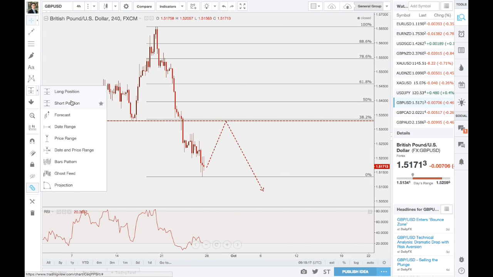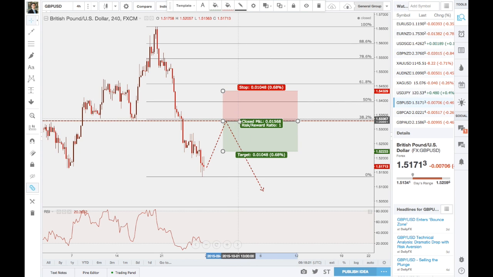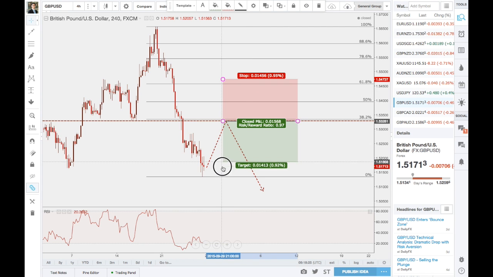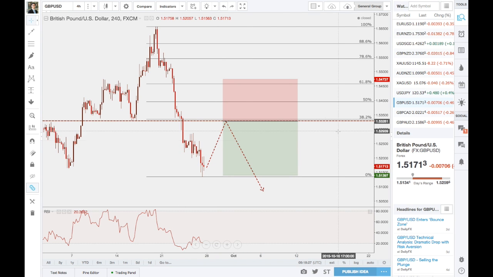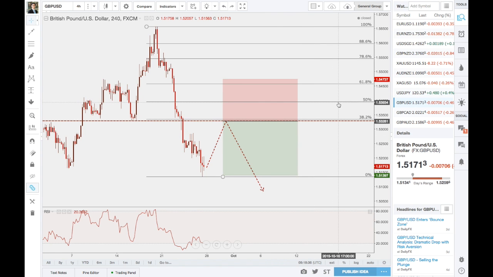For those who have been following us for some time, we like to set our short setup over here. Our stops will go slightly above the 61.8, and our first target will be the recent low. We emphasize a lot on risk to reward ratio as well. So this gives us a risk to reward of 1.29. So this is how we set the first target.